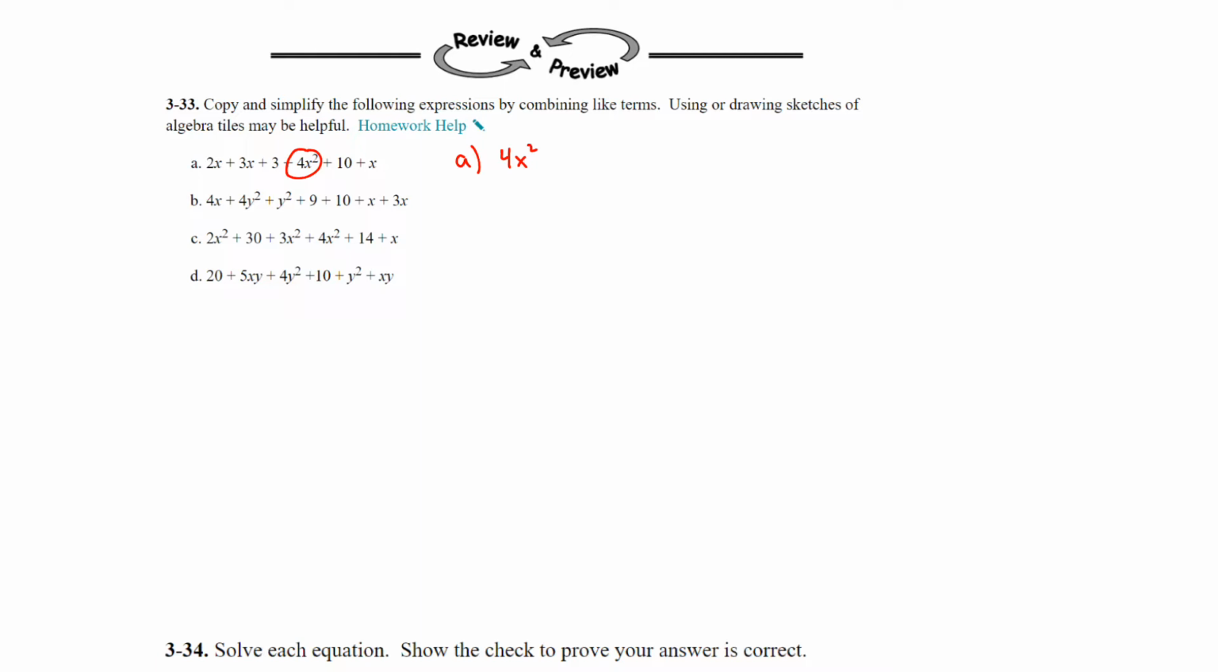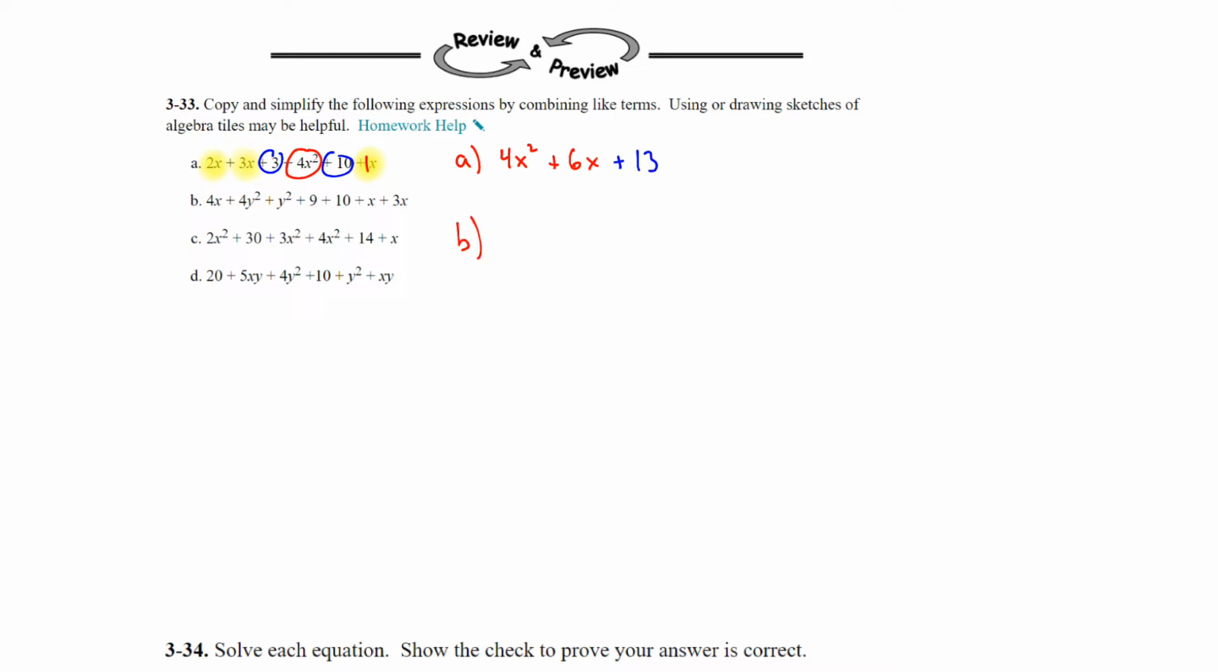Then we'll look at our x's. I'm going to highlight these. We've got 2x plus 3x plus 1x, so that's a 1 in front of that x there. So 2 plus 3 plus 1 is 6x, and then the last thing we have is a plus 3 and a plus 10, so that would be plus 13. And there's example 33A.